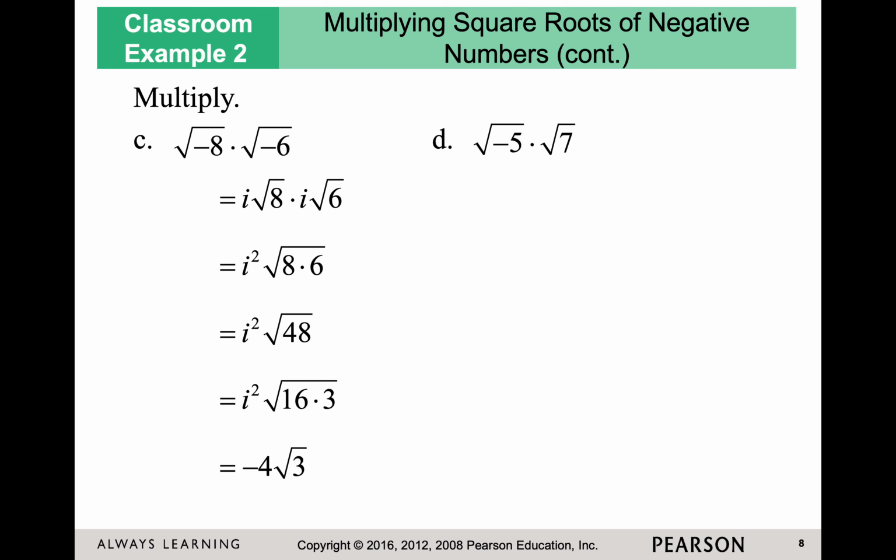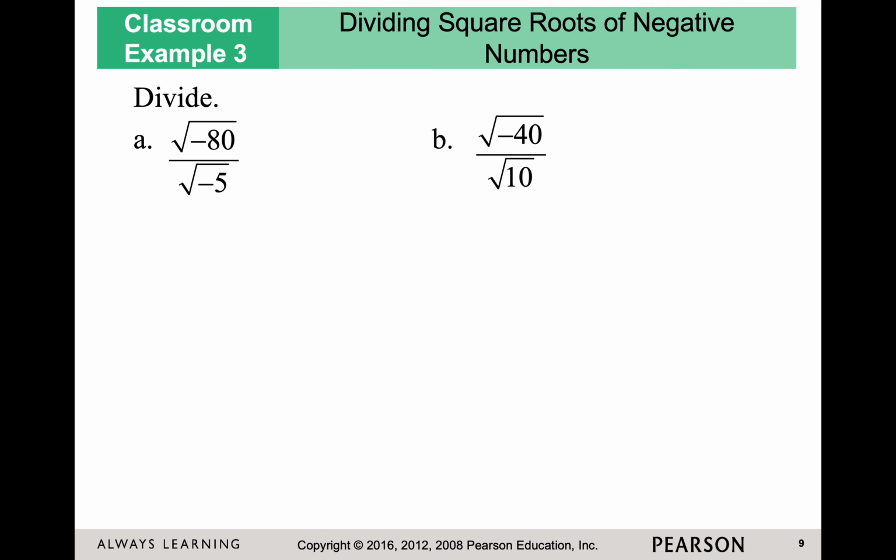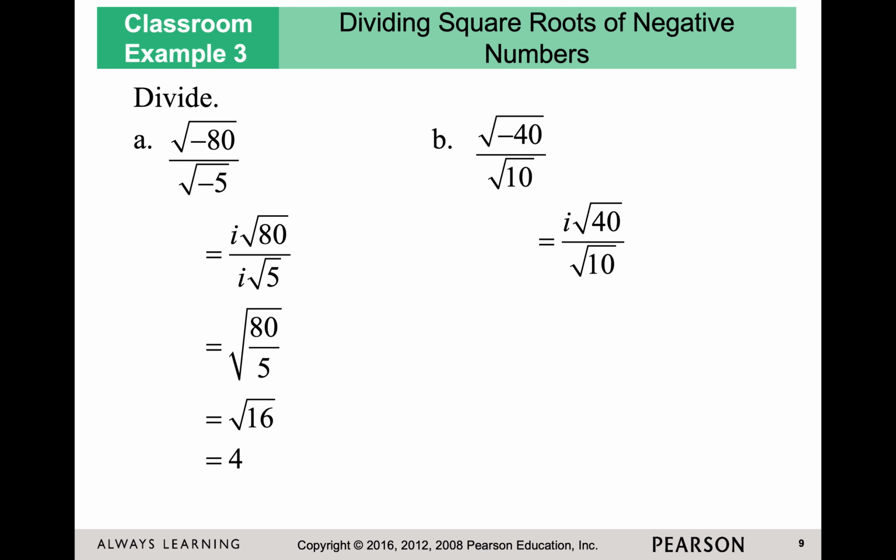But if there's a negative under the root, you've got to pull the I out. So just like here on the next one, I've got to pull that I out first, then I can do 5 times 7. This is not able to break down. That's my final answer. The same thing happens here. We have to address the I first. Now the I's in this case will cancel out, and I'm left with 80 over 5, which would be 80 divided by 5, which is 16, which is 4. So the I's don't always cancel out. And then B, the first thing I've got to do is address the I. Then I can look at 40 over 10, which is 4, which is 2.